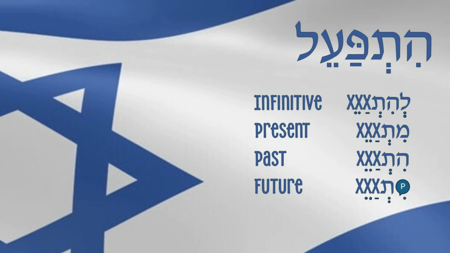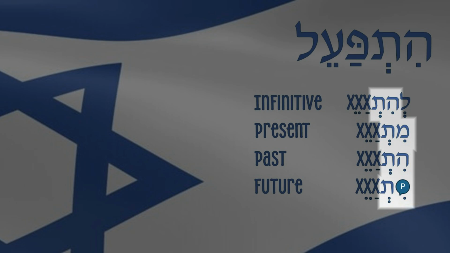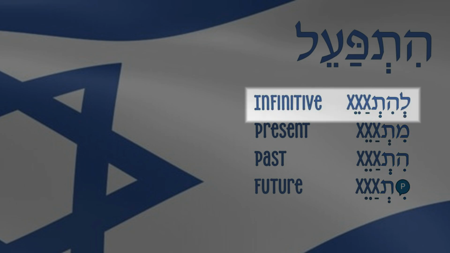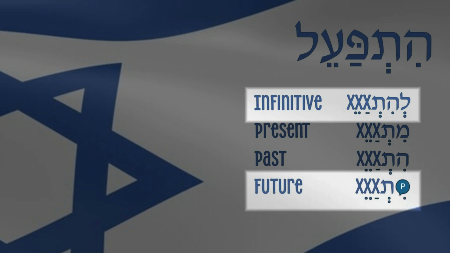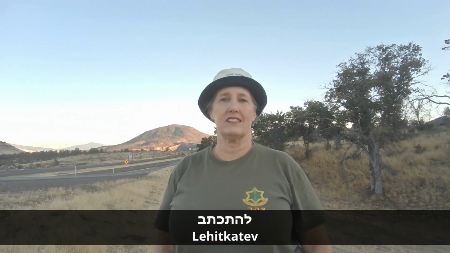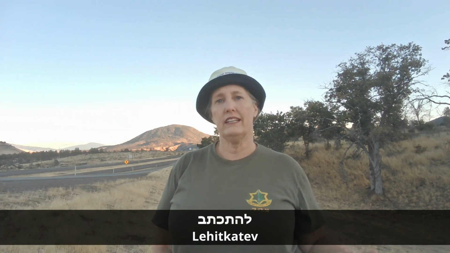Hitpa'el, an easy one to recognize because it always has a tav somewhere near the beginning. The vowel pattern of the infinitive is lehit'a'e, and the future matches yit'a'e. So one example is to correspond, to write letters to one another. We have lehitkatev as the infinitive. Hu yitkatev is the future tense. He will correspond with somebody.